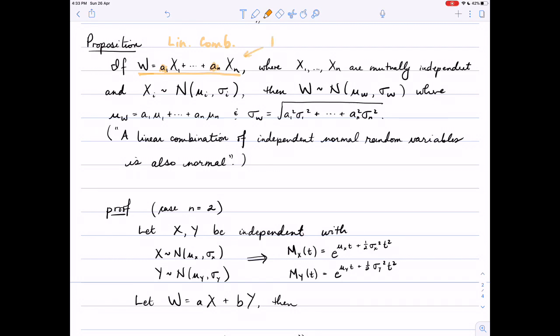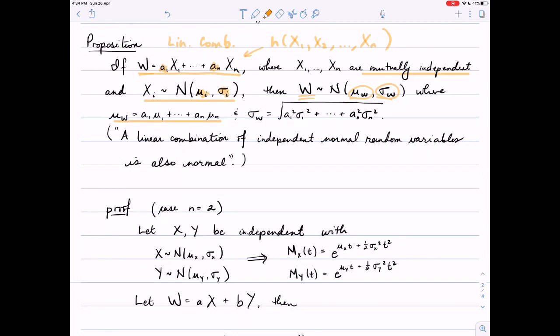Again, I am thinking of W as a function of random variables x1 through xn, and it is a linear combination, where those x1 through xn are again mutually independent, and this time they are normal random variables. So each of the x's follows a normal distribution with mean mu sub i and standard deviation sigma sub i. Then W itself is also normal. It follows a normal distribution with mean and standard deviation that are given by these expressions.